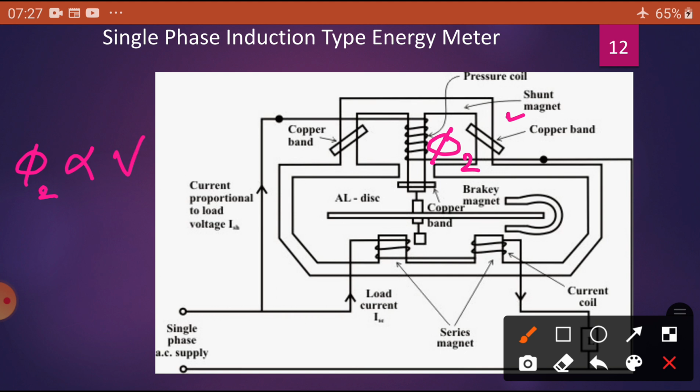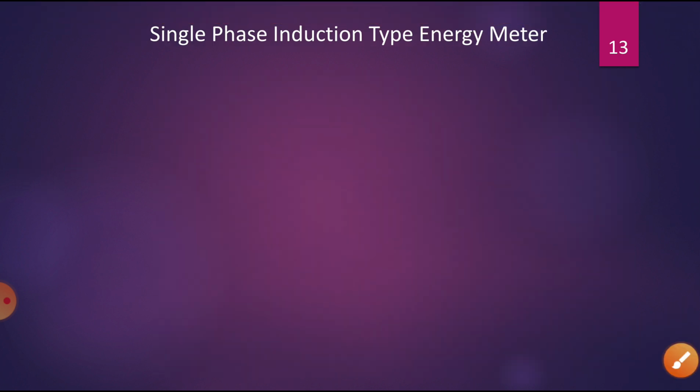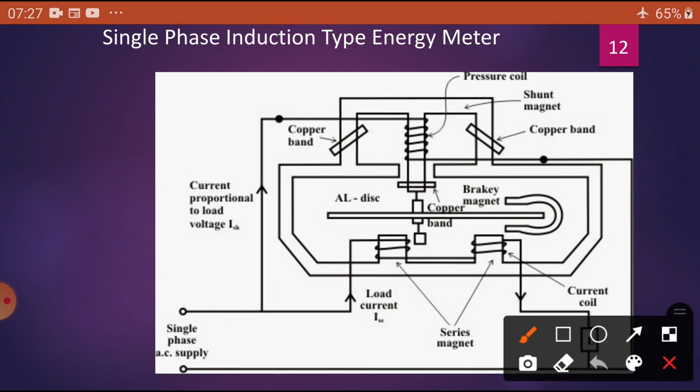You can see this is connected here, and another terminal is connected to this coil, and it is connected to the neutral. So that means whatever the flux phi2 is, it is directly proportional to the voltage. If the voltage is more, the flux is more. If the voltage is less, the flux is less.